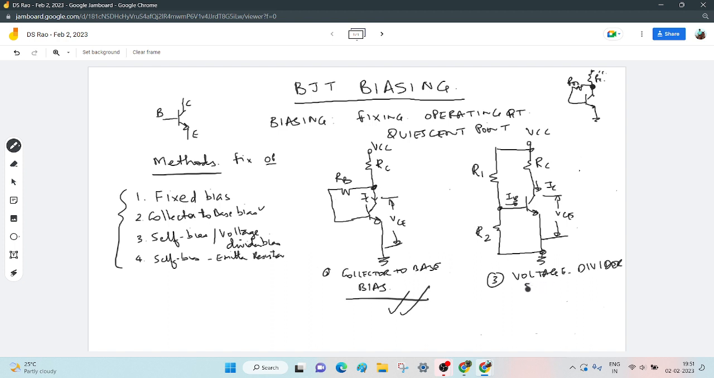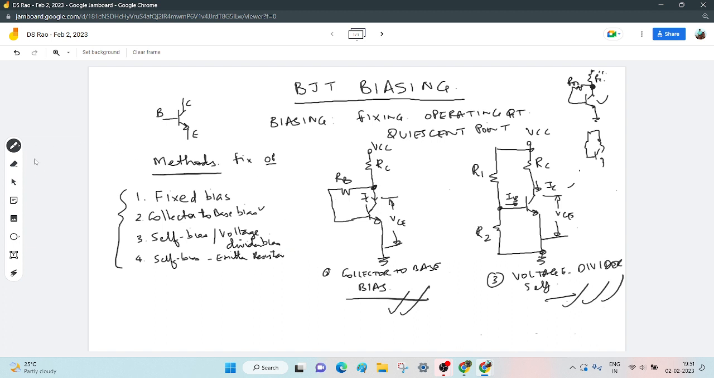So when it says collector to base bias, draw it like this. When it says voltage divider bias, draw it like this. When it says fixed bias, draw it like before, like that. Okay? So this is self bias, slightly better than this one. You will give 3 stars to this.